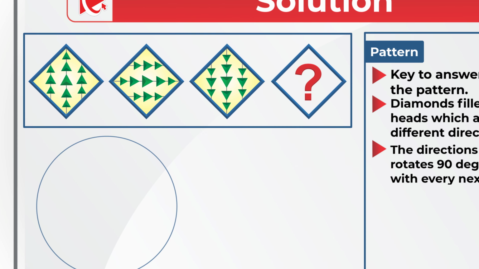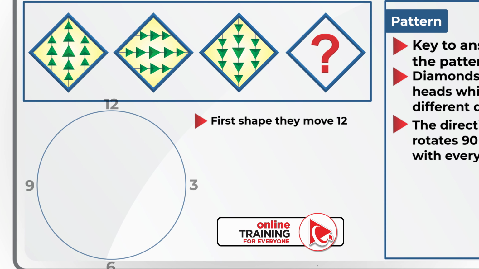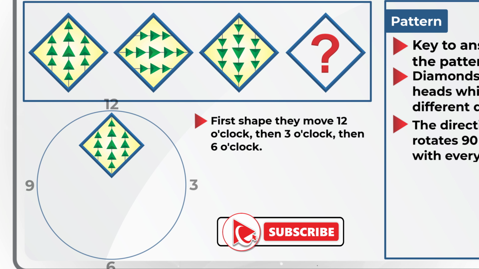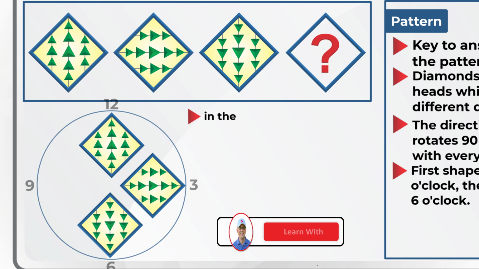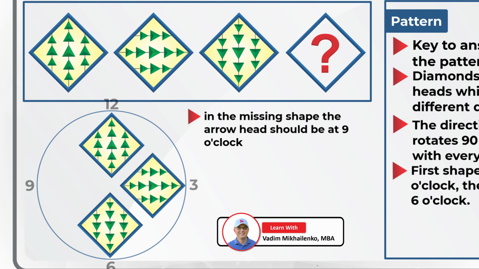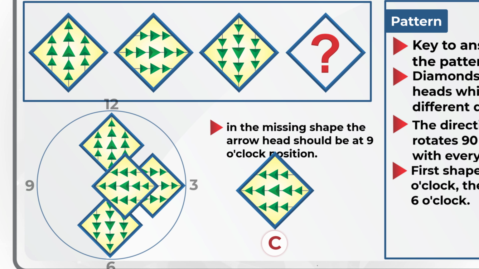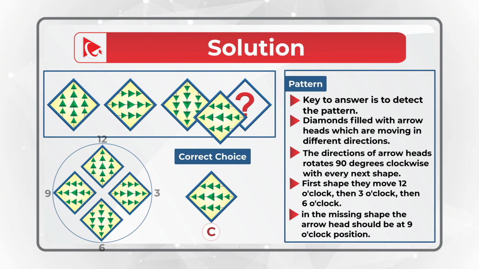For example, in the first shape, they move to the 12 o'clock position of the clock. Then they move to the 3 o'clock position, and then to the 6 o'clock. So if you detected this pattern, in the missing shape the arrowheads should be at the 9 o'clock position. Hopefully you've nailed this question and now know how to answer similar problems on the test.